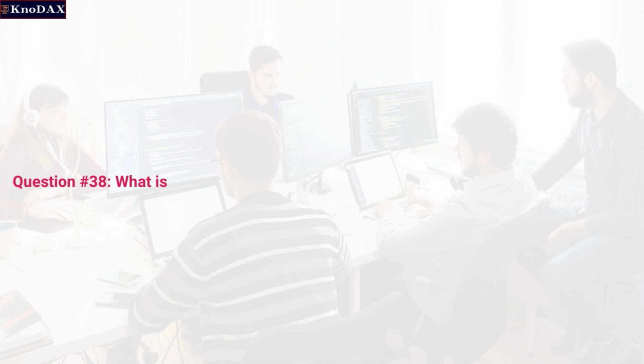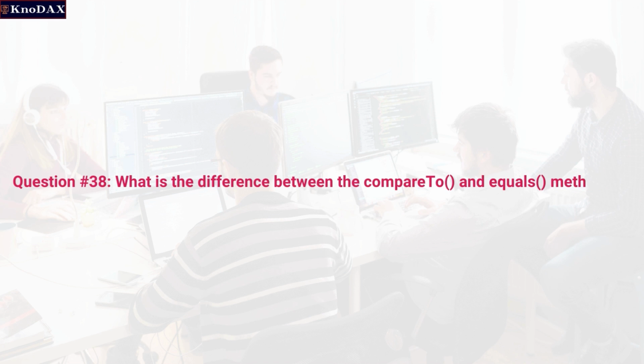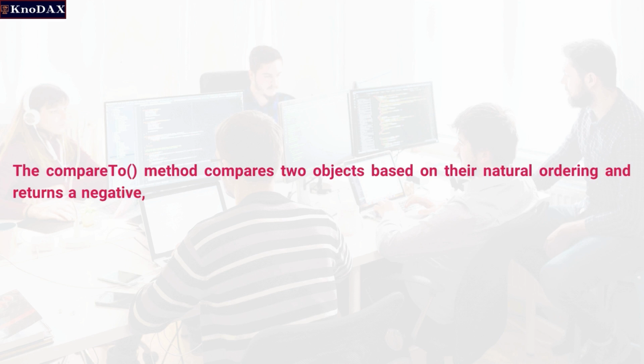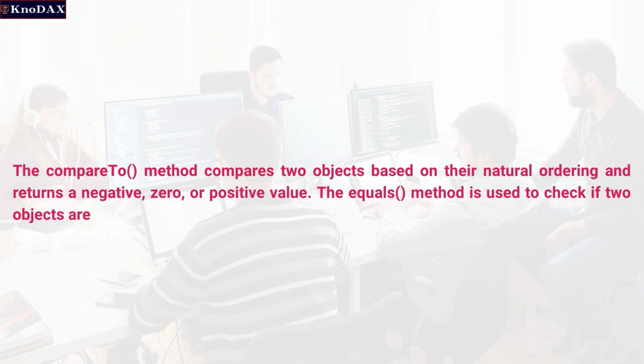What is the difference between the compareTo and equals methods? The compareTo method compares two objects based on their natural ordering and returns a negative, 0, or positive value. The equals method is used to check if two objects are equal based on their content or value.